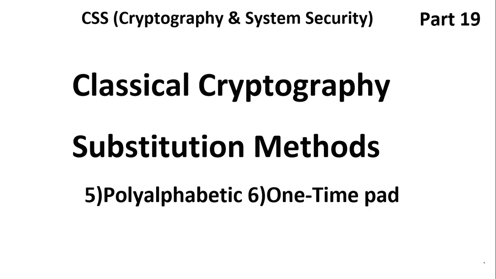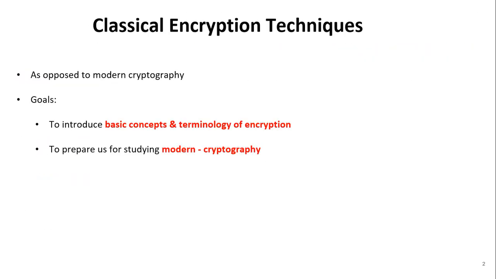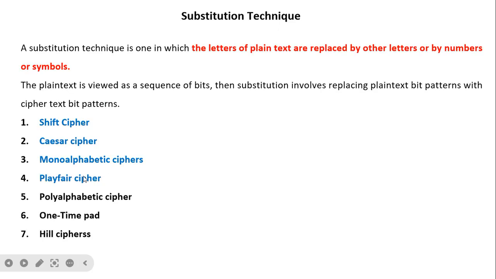The topic of this video is classical cryptography. In this video, I am going to explain polyalphabetic and one-time pad substitution methods. Classical encryption techniques are opposed to modern cryptography, and the main aim of understanding them is to introduce the basic concepts and terminology of encryption and to prepare us for studying modern cryptography.